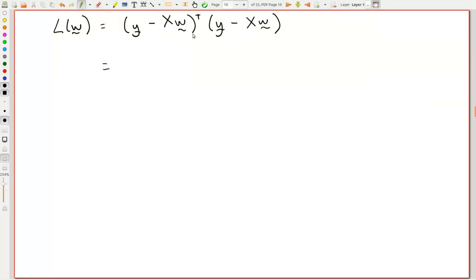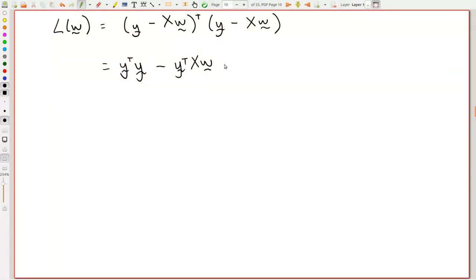Okay, so what am I going to do next? I'm just going to expand this thing out. I'm literally just going to multiply different terms here. The first thing we're going to do is multiply this y times this y, but we have to remember that this is transposed. Then we're going to do our y transpose times our xw, and we have to take into account the negative, so this is going to be y transpose xw.